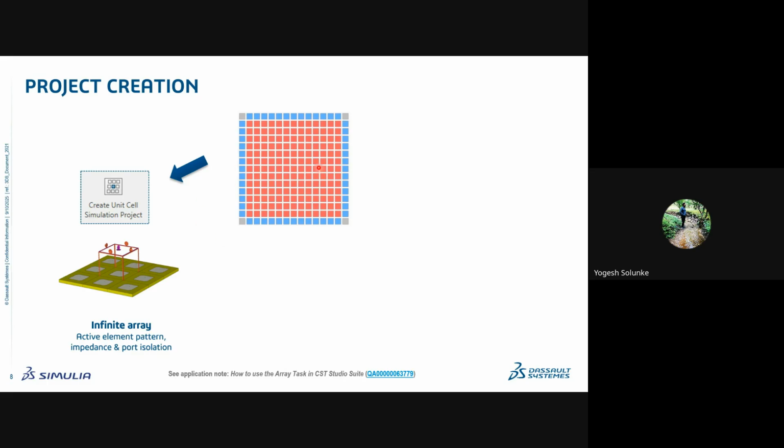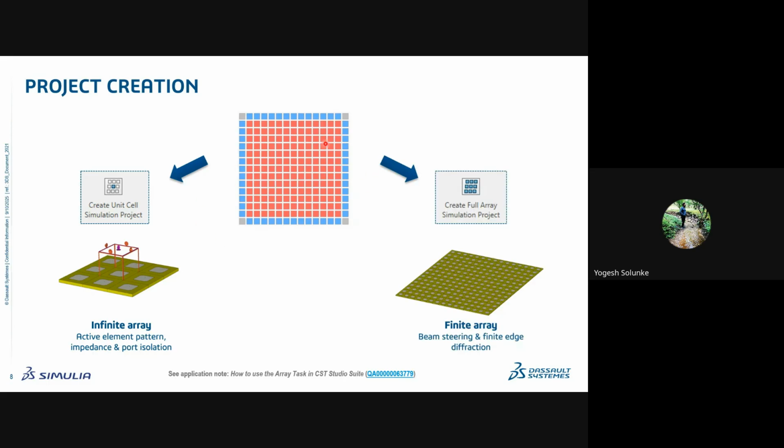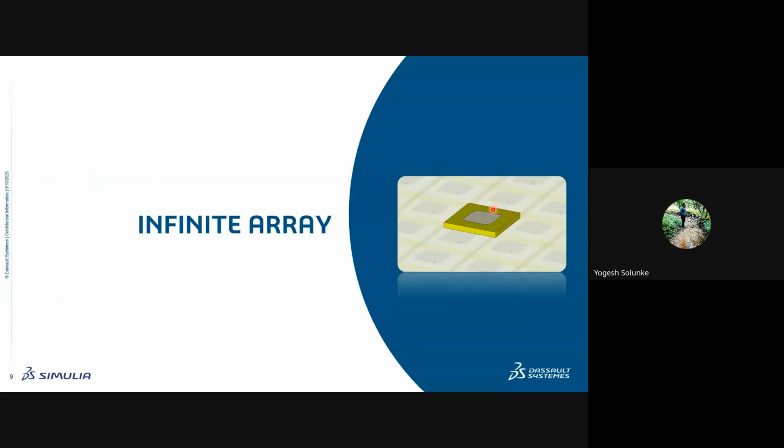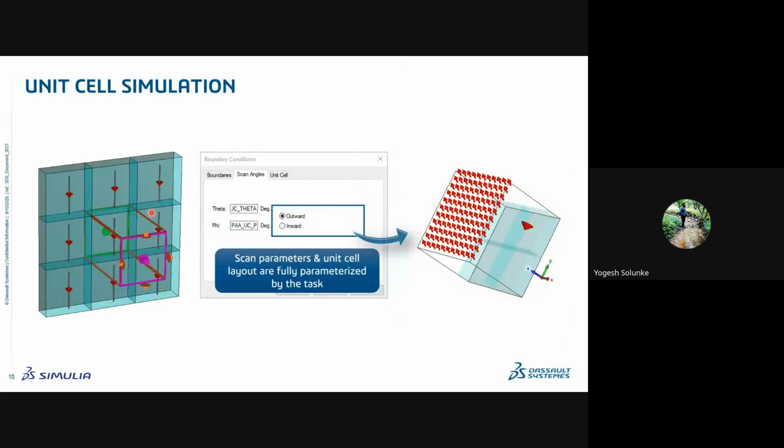And how can that array be created? Once you have designed a single element, you can go ahead with this array task. If you want to do a unit cell analysis simulation and you have limited hardware, then you can go ahead and create a unit cell simulation project. If you have a good amount of hardware, you can go ahead with the full wave array simulation task also. Both processes I have listed here.